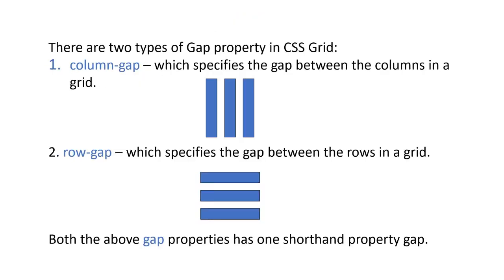There are 2 types of gap property in CSS Grid. 1. Column gap, which specifies the gap between the columns in a grid. 2. Row gap, which specifies the gap between the rows in a grid. Both the above gap properties have one shorthand property, gap.